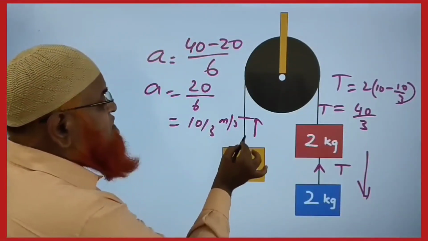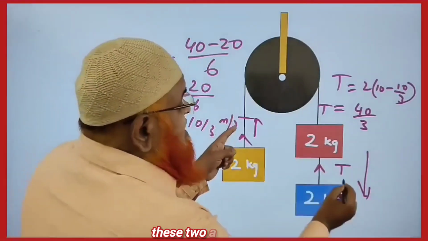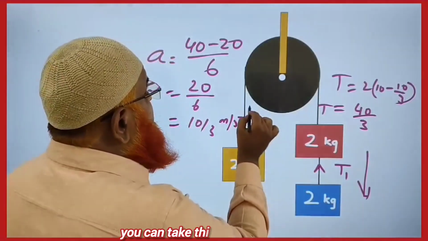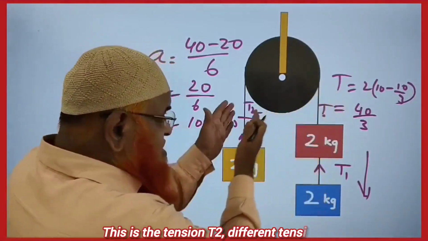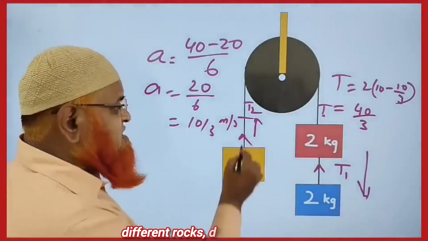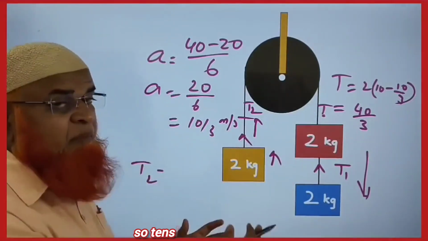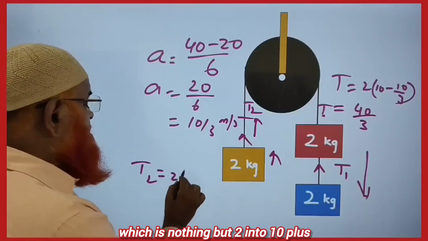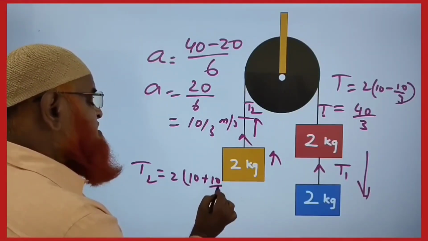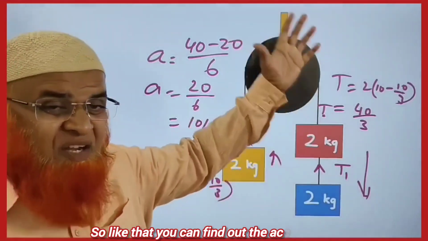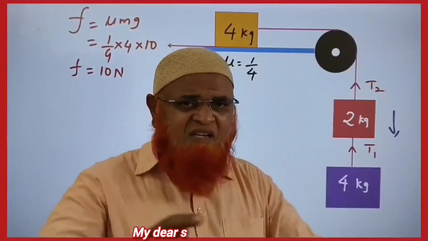That is the tension. If you want to find out the tension here, these two are different. If you consider this as T1, you can take this as T2. Okay, this is the tension T2. Different ropes, different tensions. Here T2 is going upwards, so tension upward is nothing but m into g plus a, which is 2 into 10 plus 10 by 3. Okay, so like that you can find out the acceleration and tensions in these cases. Thank you. My dear friends, don't scroll.